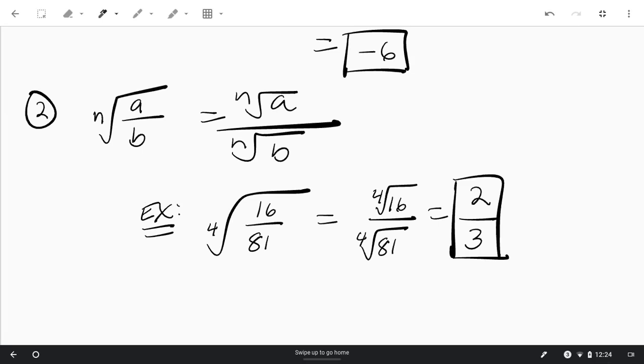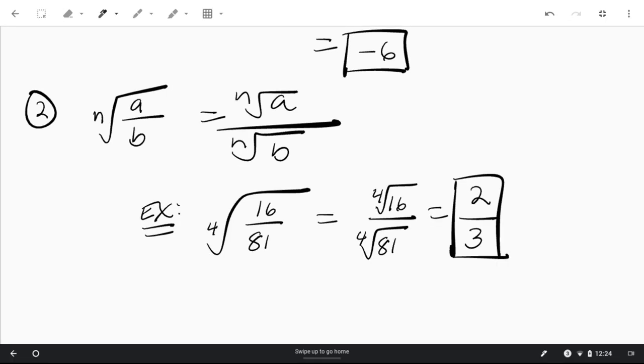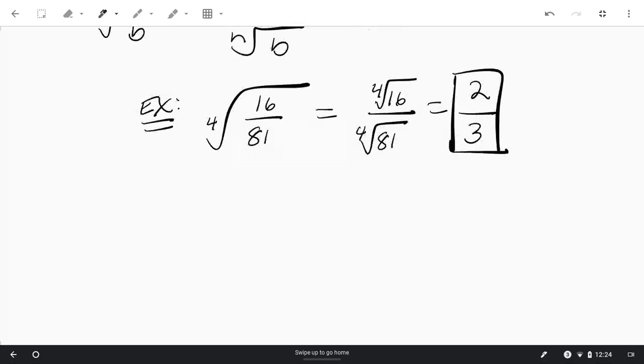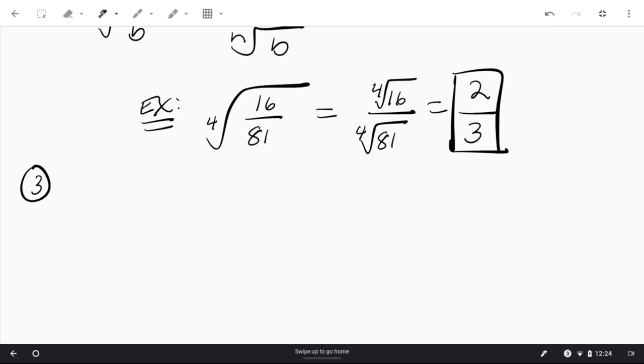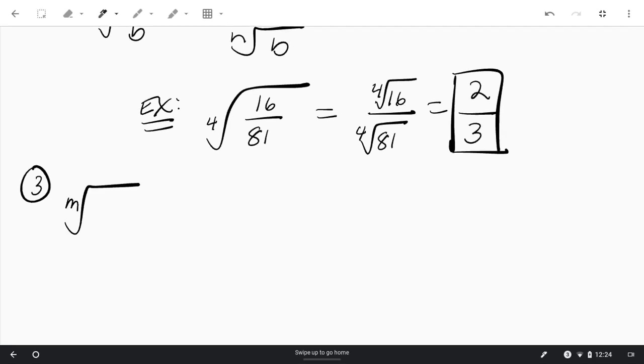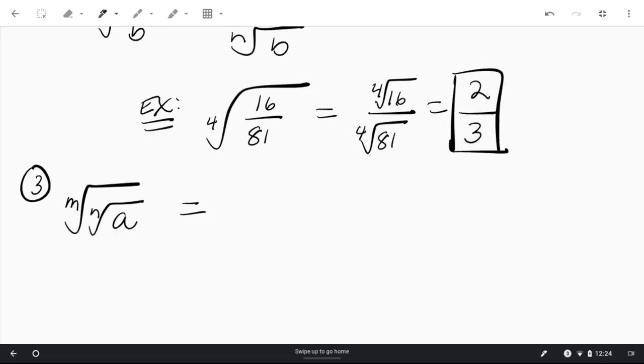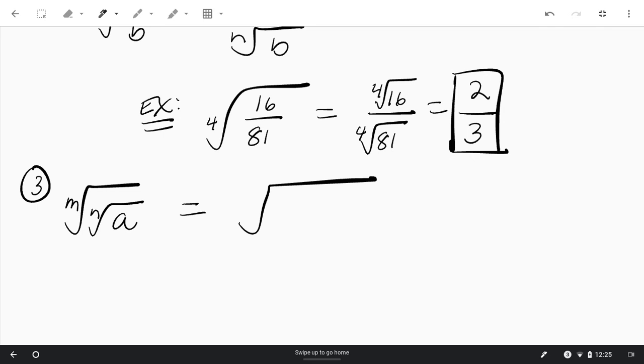Okay, we have 2 more properties. All right, number 3. If you have a root inside of a root, what you can do is just take the product of those 2 roots, m and n, and create one radical.